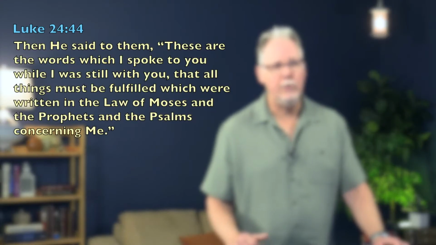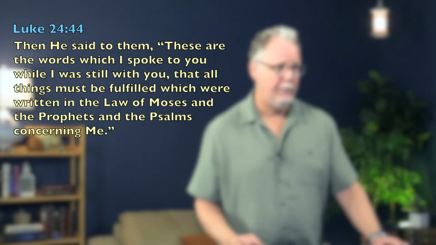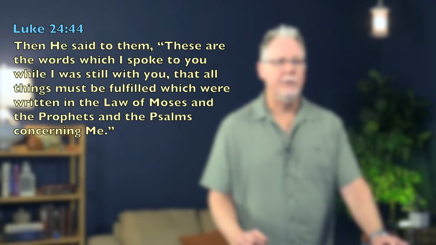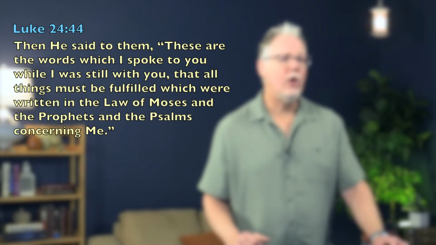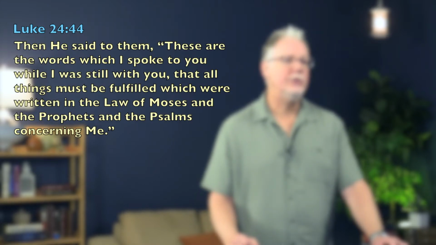Now, the Jewish Bible used by Jesus had the same 39 books, but instead of being divided into 4 sections, it was divided into 3 sections, which Jesus refers to in Luke chapter 24, verse 44, when he says, "These are the words I spoke to you while I was with you, that all things must be fulfilled, which were written in the law of Moses," that's the first section, "and the prophets," the second, "and the Psalms concerning me."